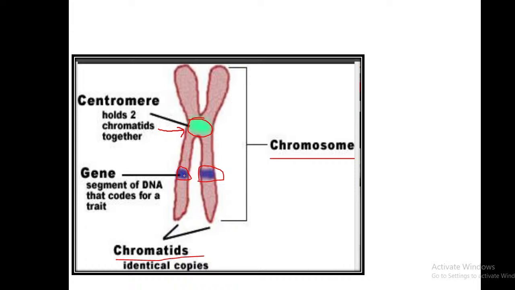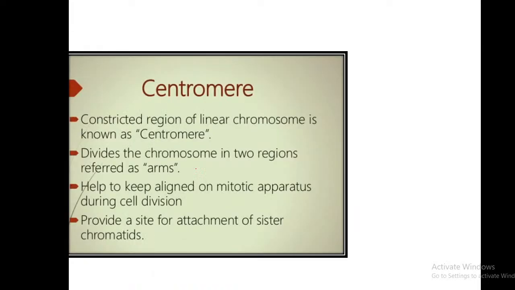Then centromere, that is known as centromere, and centromere is the constricted region of the linear chromosome. Then it divides the chromosome into two regions.